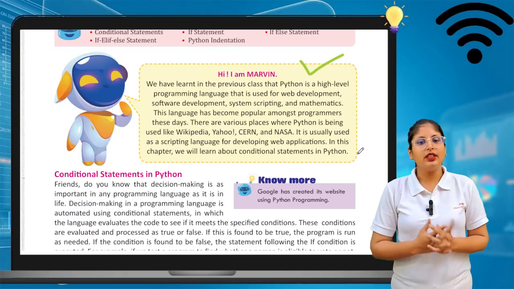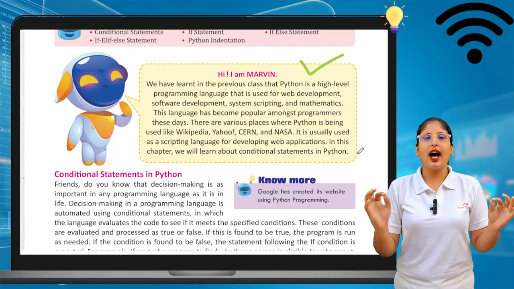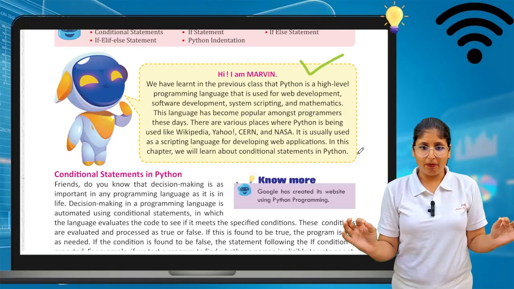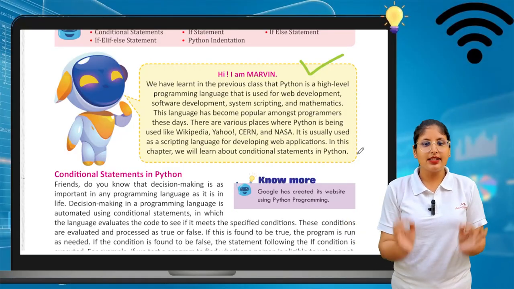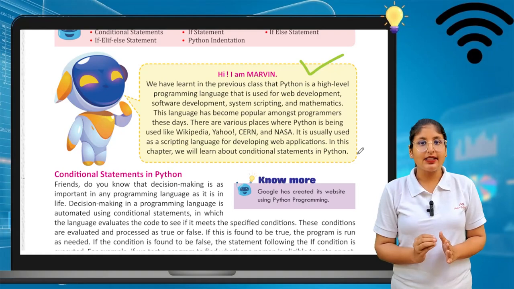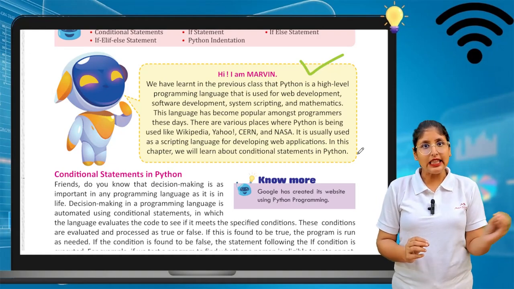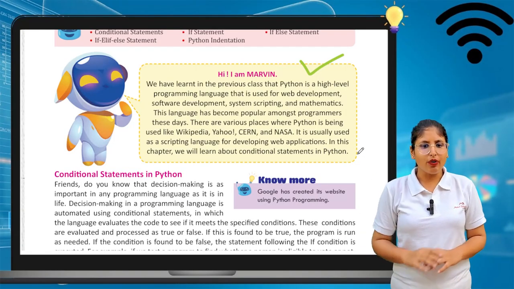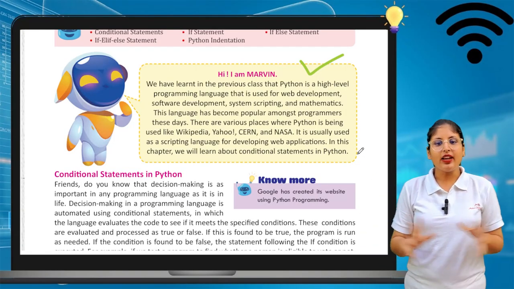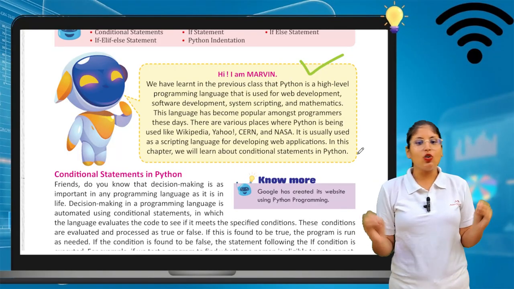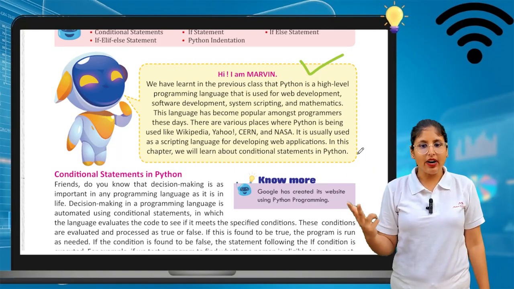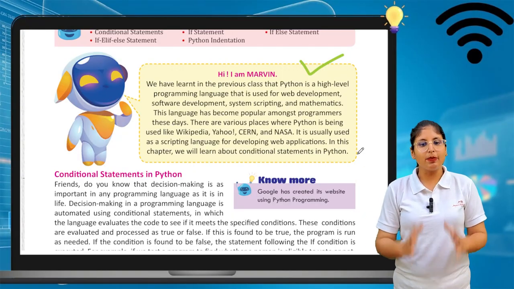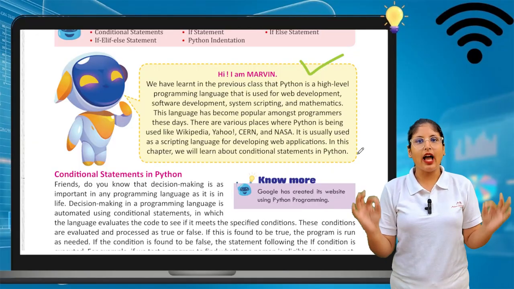We have learned in the previous class that Python is a high-level programming language that is used for web development, software development, system scripting, and mathematics. Yes, Python is mostly used in these fields. This language has become popular among programmers these days. There are various places where Python is being used, like Wikipedia, Yahoo, CERN, NASA. It is usually used as a scripting language for developing web applications.